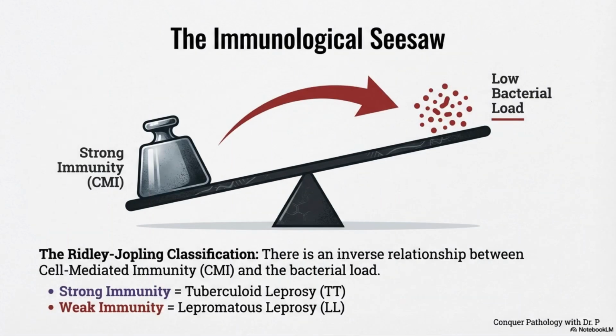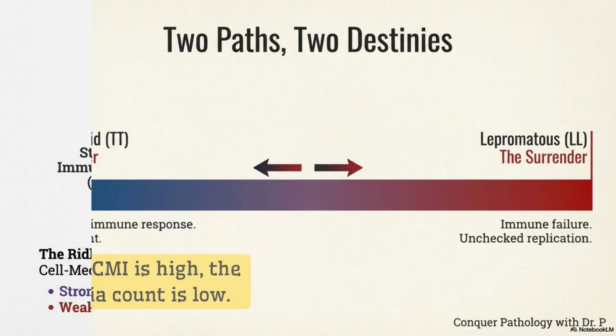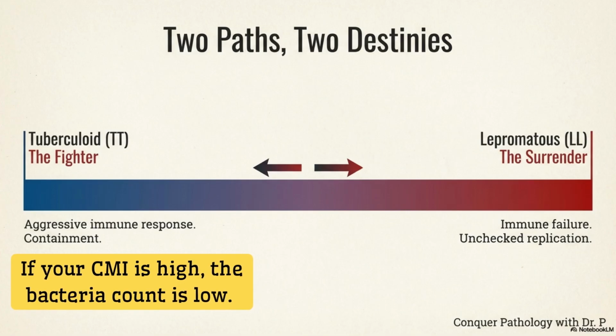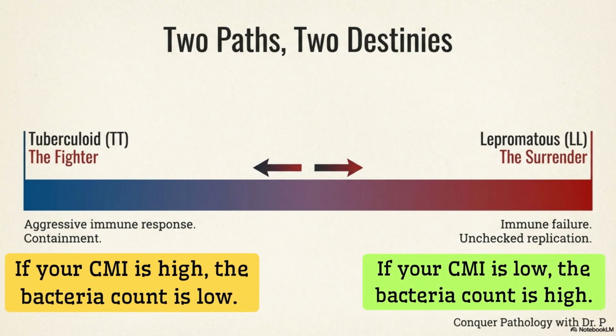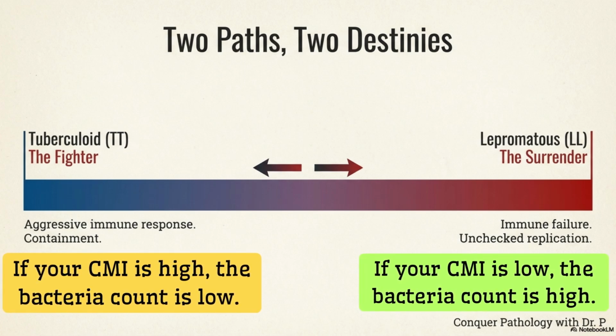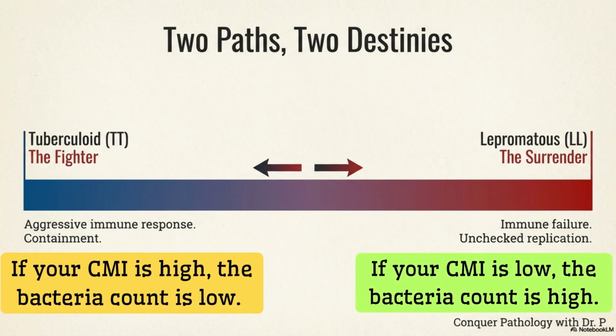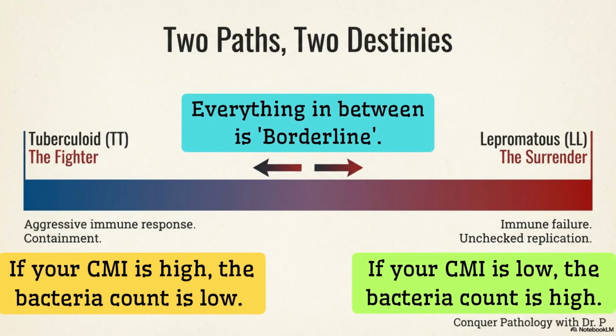Think of it as the immunological seesaw. This is the Ridley-Jopling classification. On the left, you have strong immunity, the cell-mediated immunity. On the right, you have high bacterial load. The rule is you cannot have both. If your cell-mediated immunity is high, the bacteria count is low. This is tuberculoid leprosy. And if your CMI is low, the bacteria count is high. This is lepromatous leprosy. Everything in between is borderline.